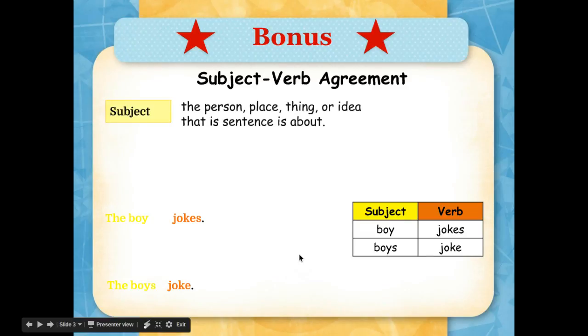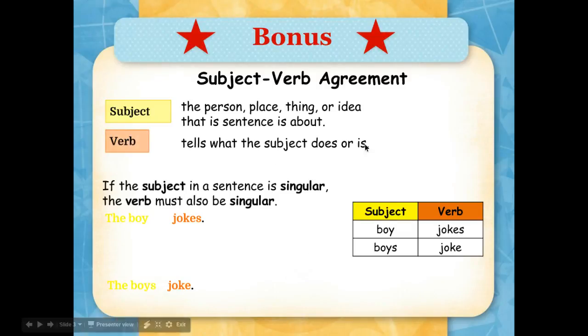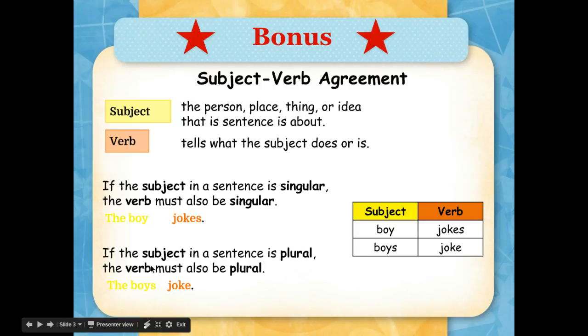Okay, so subject-verb agreement. The subject is the person, place, thing, or idea that a sentence is about. We all know that. Your verb tells what the subject does or is. If the subject in a sentence is singular, in other words, one, single, the verb must be singular, and it's a singular verb, but it has that S on the end. If the subject in a sentence is plural, then the verb must also be a plural verb, but it will be without the S.